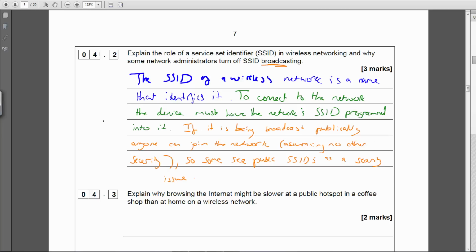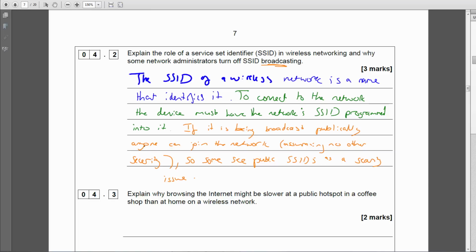So what I've written is the SSID of a wireless network is a name that identifies it. So that's just a little bit of a definition. And then its role is that for devices to connect to the network, the device must have the network's SSID programmed into it, full stop. If it is being broadcast publicly, anyone can join the network, assuming there's no other security. So there should be other security.